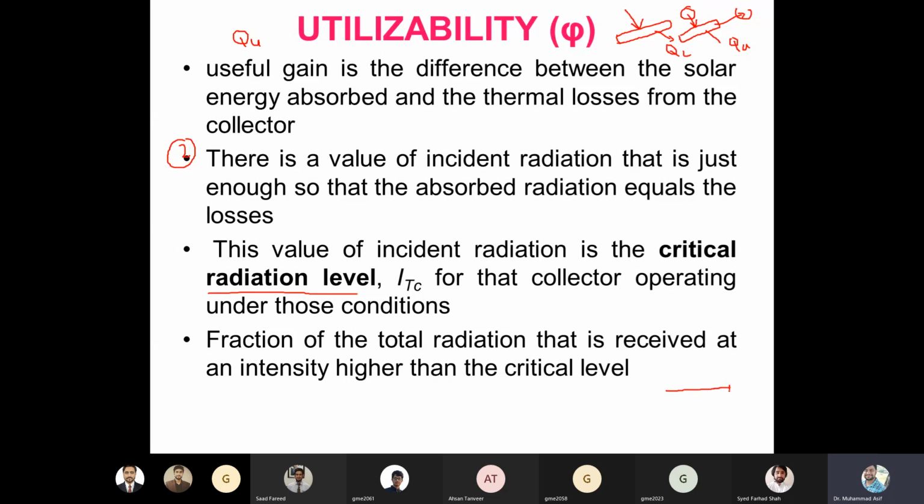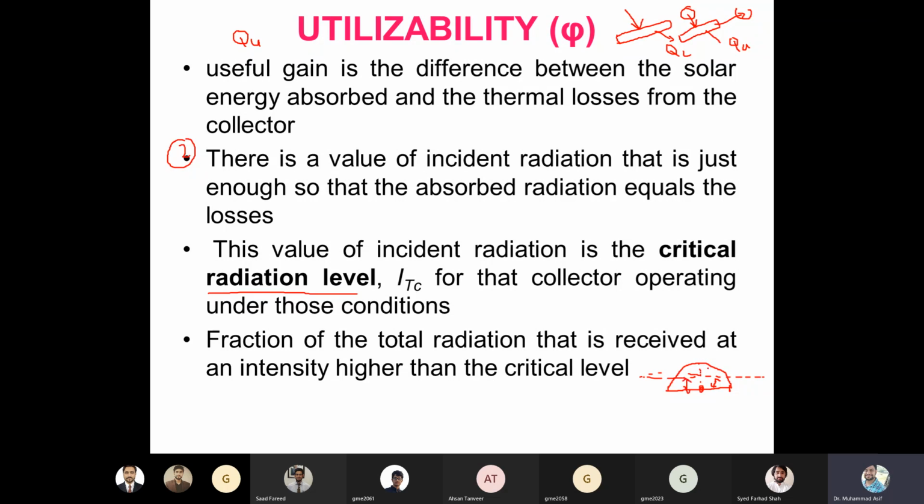Let's say this is the 12 hour of the day, and you know that from sunrise to sunset there is a flux of the sun which is incident on, let's say, a solar collector surface. At noon we have the maximum value of the flux. Now you can see the critical level of the radiation is this one. This is the level of the radiation which is just enough to compensate the losses. That means below the critical level, that's not useful.